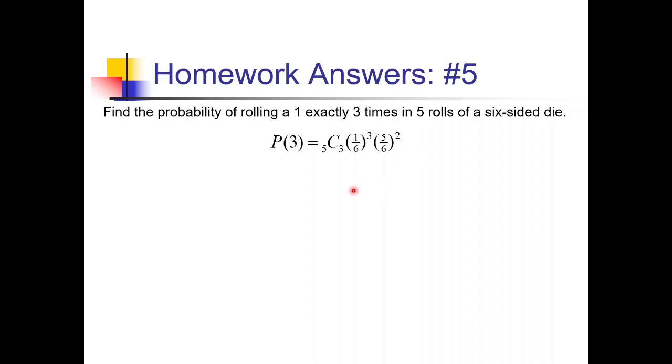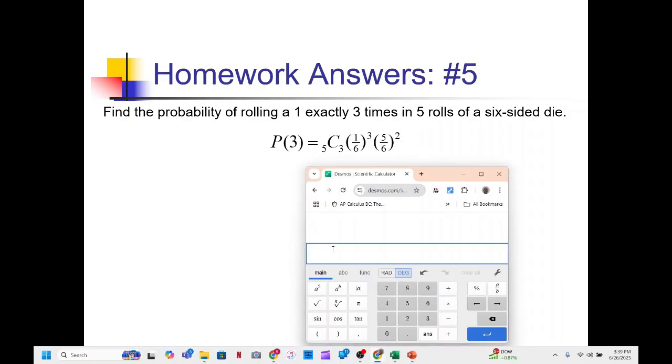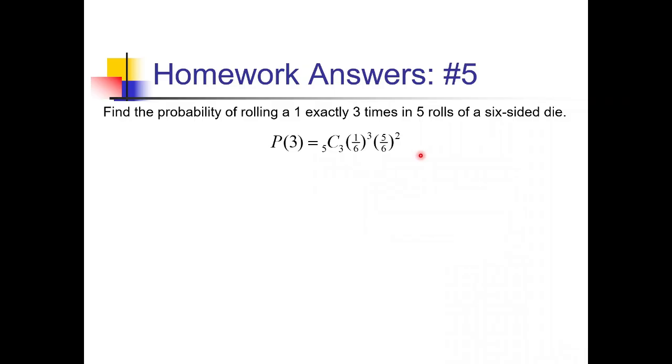So let's plug all this in. On the calculator, let's do nCr, parentheses, we want 5 choose 3, so 5 comma 3. And now let me do parentheses, 1 divided by 6, close parentheses, raise that to the 3rd. And now we also need parentheses 5 divided by 6, close that and raise that to the 2nd power. And that gives us 0.032. So there's about a 3.2% chance that we get a 1 exactly 3 out of the 5 times.